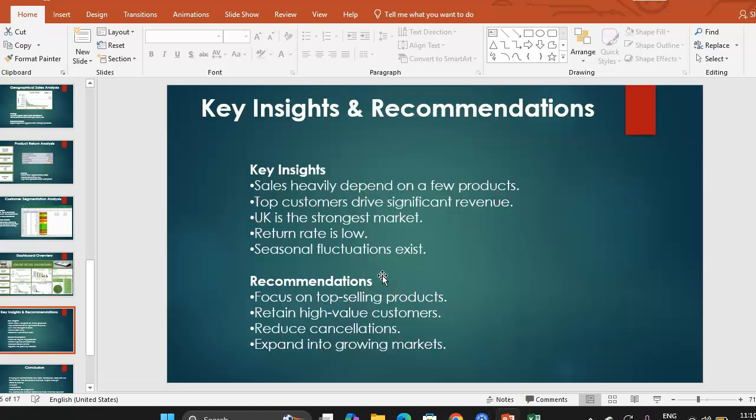After that, we have key insight and recommendations. A small number of products drive most sales. High value customer contribute significantly to revenue. The United Kingdom is the dominant market, and so on.